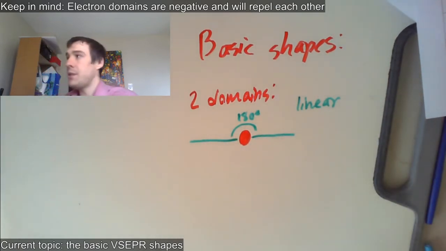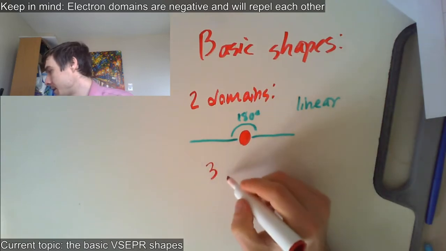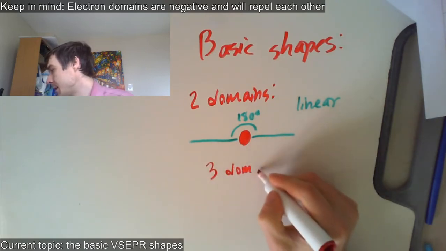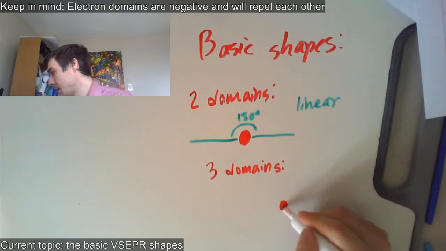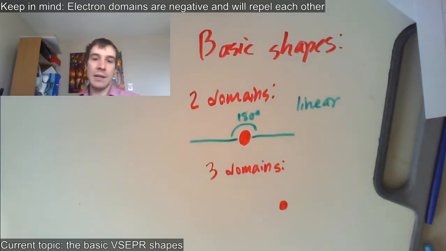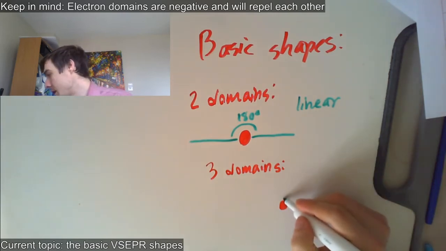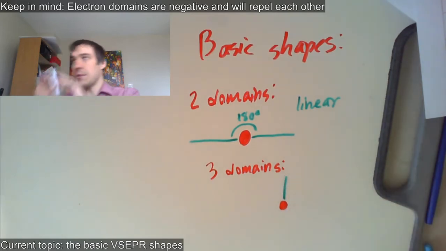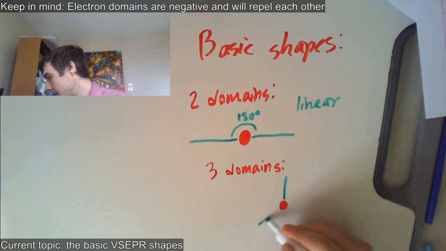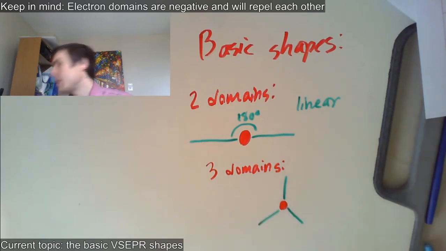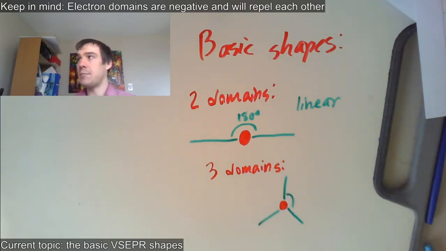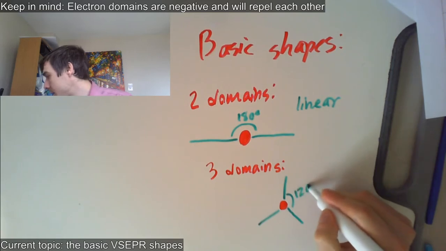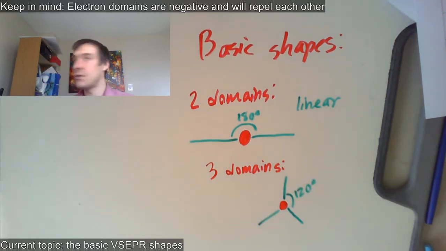3 domains, to spread 3 things around as far as we can. You have your central atom, and think about it, how would we split 3 domains? Well, if we have one like this, they will spread out as much as possible. You'll end up with kind of an equilateral triangle setup going on. Now the bond angle here would be 360 divided by 3, so that's 120 degrees between each one.